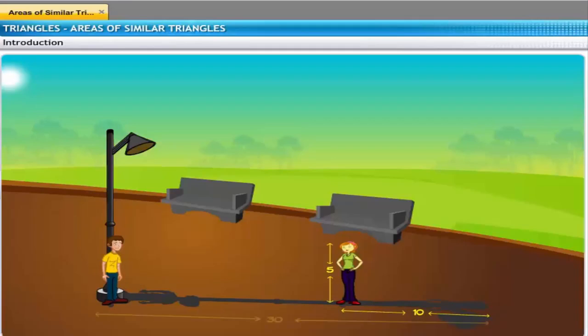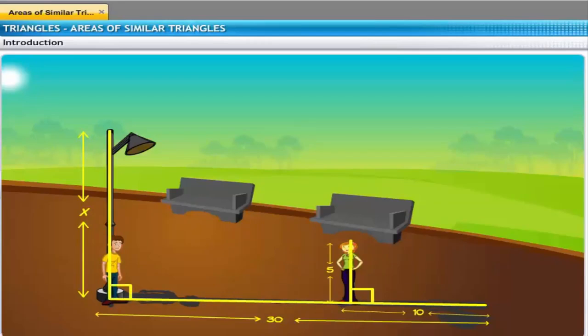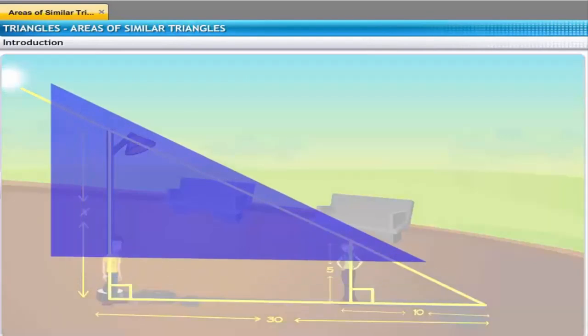The shadow of the lamppost is 30 feet. Let's assume that the height of the lamppost is x. If you observe the positions of the lamppost and Anita, they are both standing vertical to the ground. Both form a right angle with the ground, in other words, are perpendicular to the ground. The rays of the sun passing through the lamppost and Anita make a common angle and also define the lengths of their shadows. As you can see, two triangles are formed.